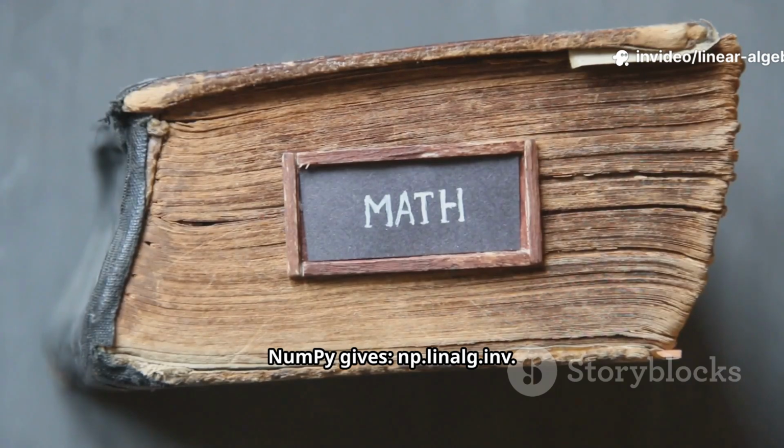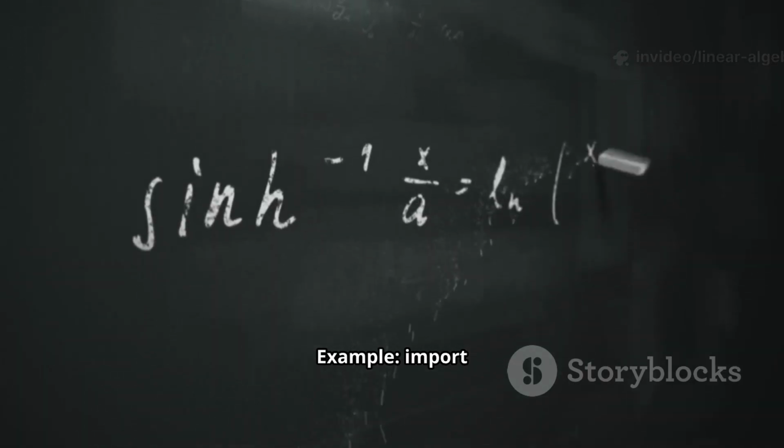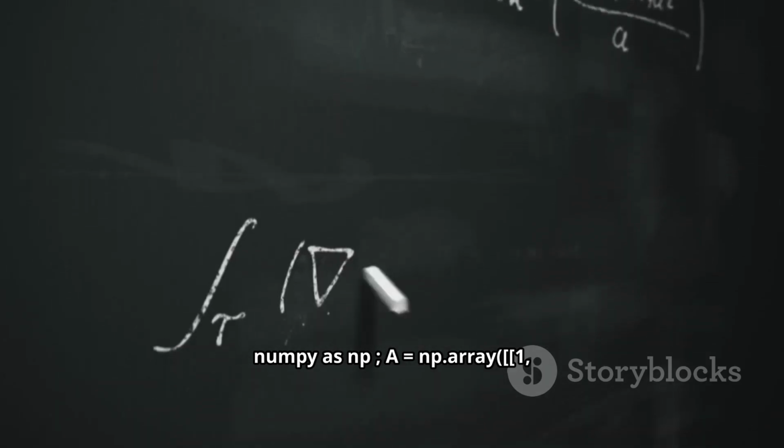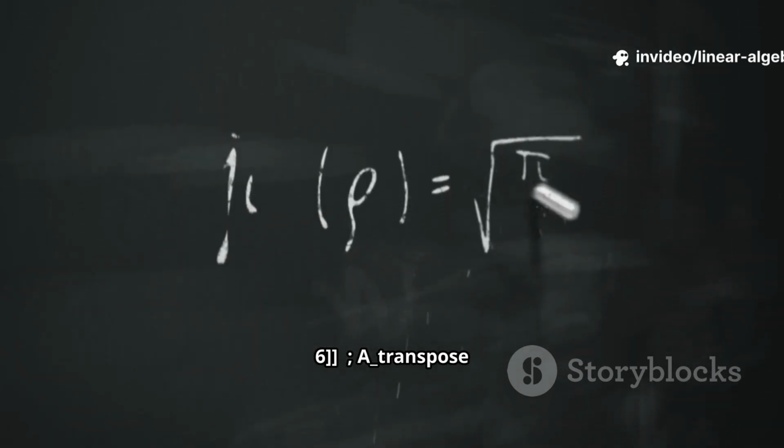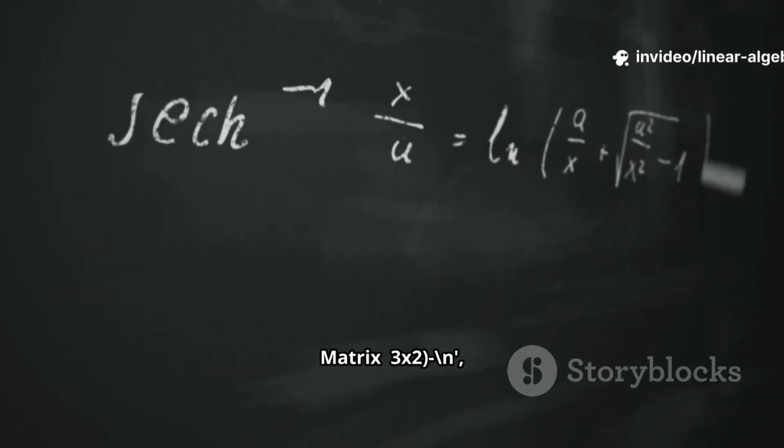NumPy gives np.linalg.inv. Example: import numpy as np. A = np.array([[2, 3], [4, 5], [6]]). A_T = A.T. Print original matrix, 2 by 3, or n. Print transpose matrix, 3 by 2, or n.